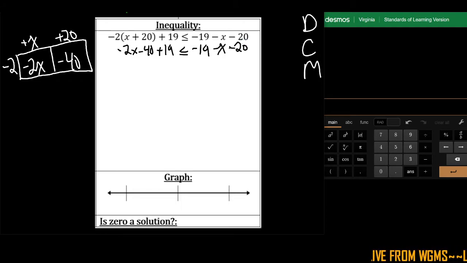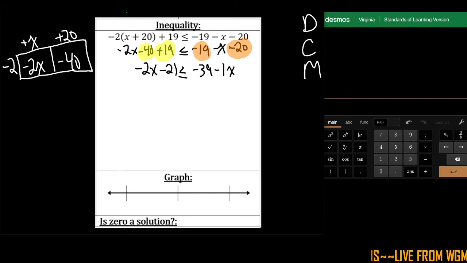Make sure you can combine like terms on the same side first. And so I'm going to combine -40 and 19, but I'm also on the right side, I can combine -19 and -20. And so when I write this, I would have -2x minus 21 is less than or equal to, I have -39 and a -x. Now make sure you're saying I have a -1x. Again, there's only 1x there, so that's our coefficient.